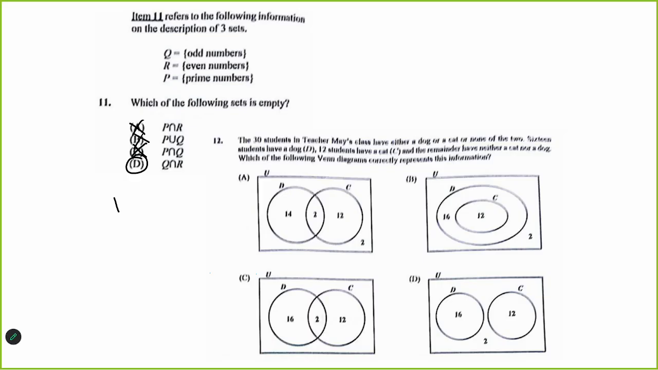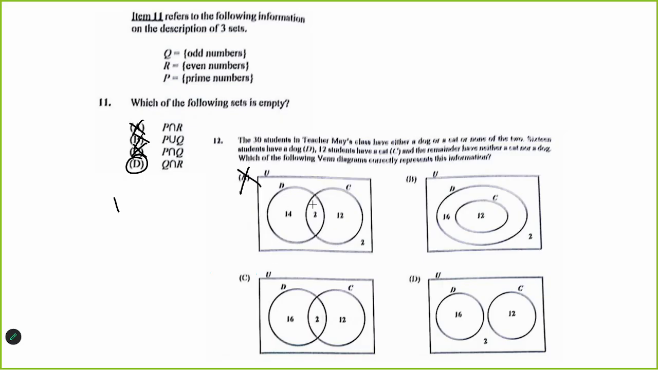Alright. Item number 12. The 30 students in Teacher May's class have either a dog or a cat or none of the two. So they don't have both of them. It's either they have a dog, they have a cat, or they don't have any of them. Right? So therefore, as soon as you hear "or none of the two," they shouldn't have anything in common.